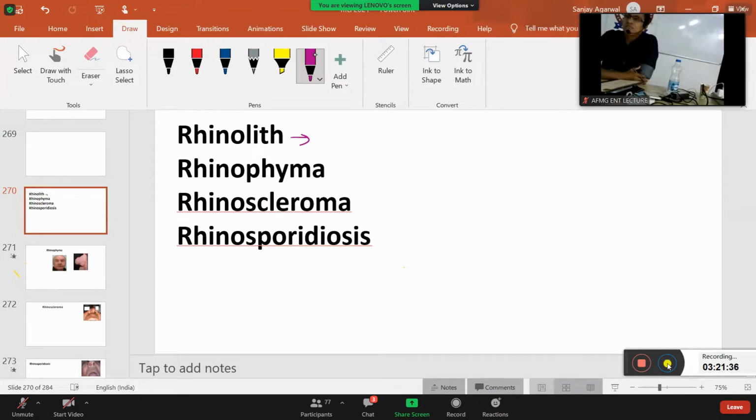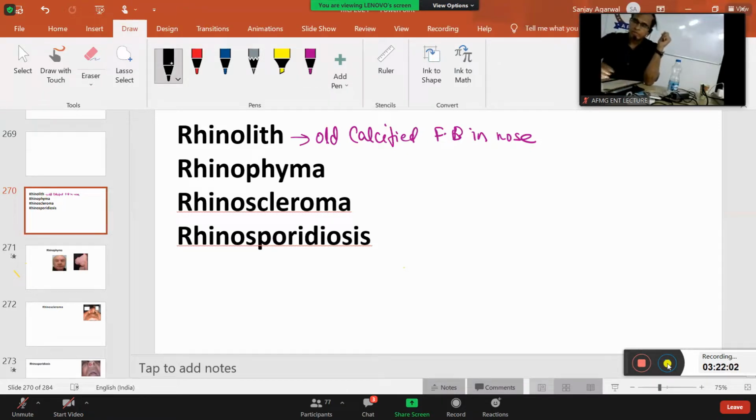What is rhino lake? Rhino is nose, lake is stone. So is it stone in the nose? The answer is no. It is an old, calcified foreign body in the nose. Now, because of the calcium, it begins to look like stone. So it's not stone, it looks like stone because of calcium. So it's called rhino lake.